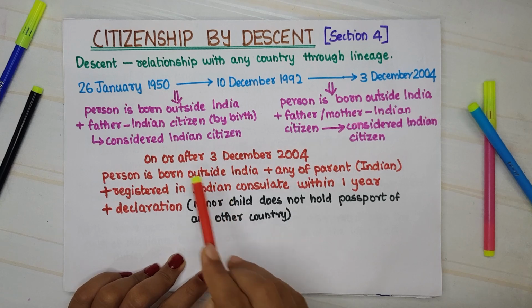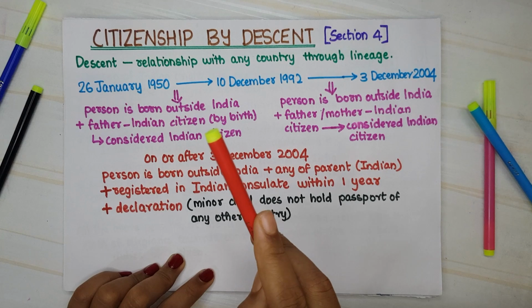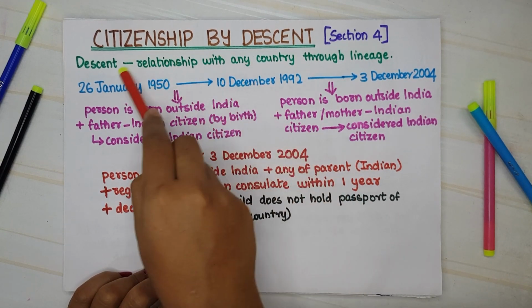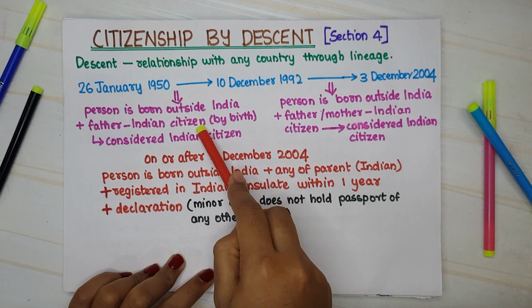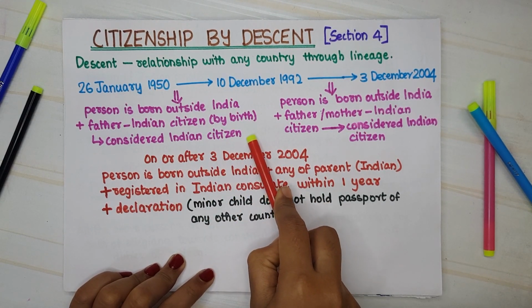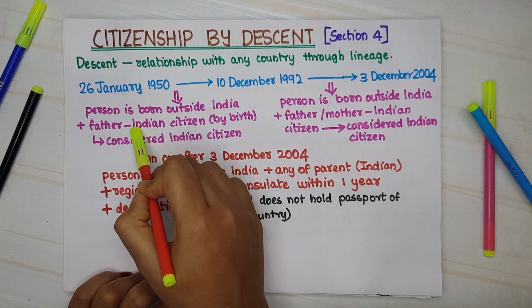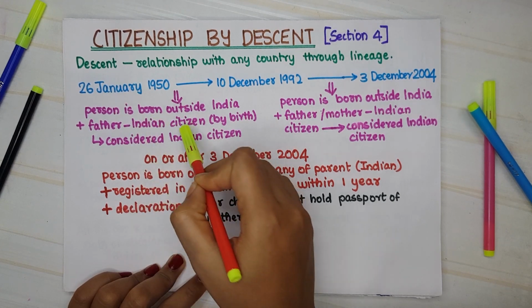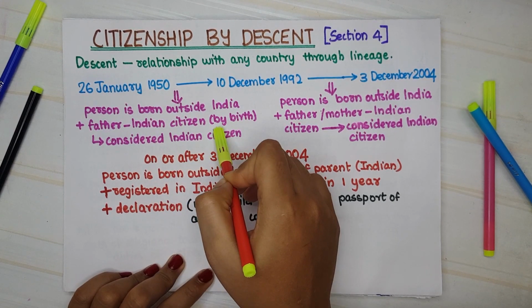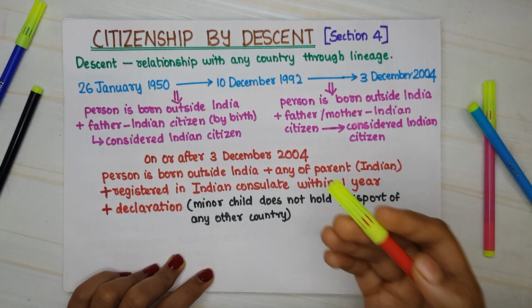Coming to the first timeline, 26 January 1950 to 10 December 1992: if a person is born outside India in this timeline, and his father is an Indian citizen by birth, then this person is considered an Indian citizen. Then came the 1992 Amendment Act, which reinforced gender neutrality, because here only the father defines the person's citizenship. The mother has no role in it. So came the 1992 Amendment Act, which reinforced gender neutrality.